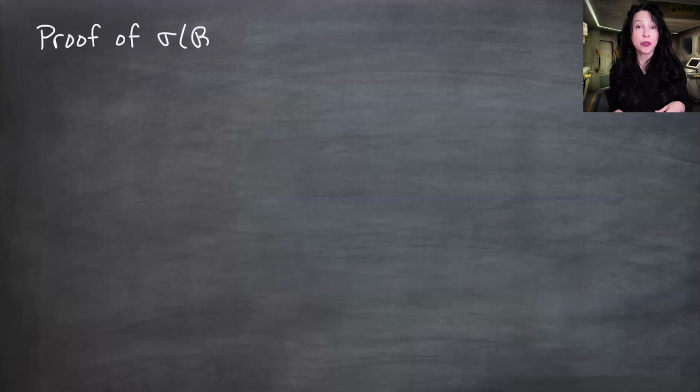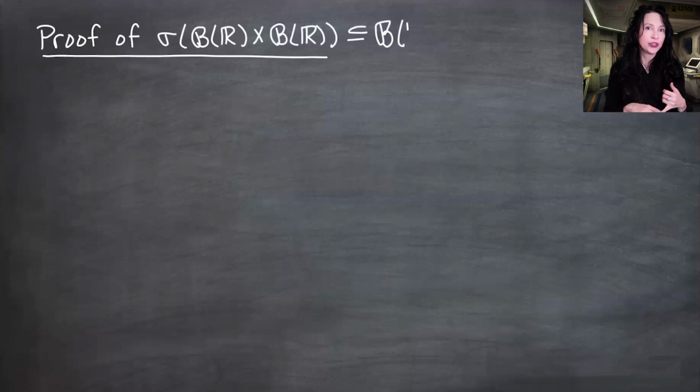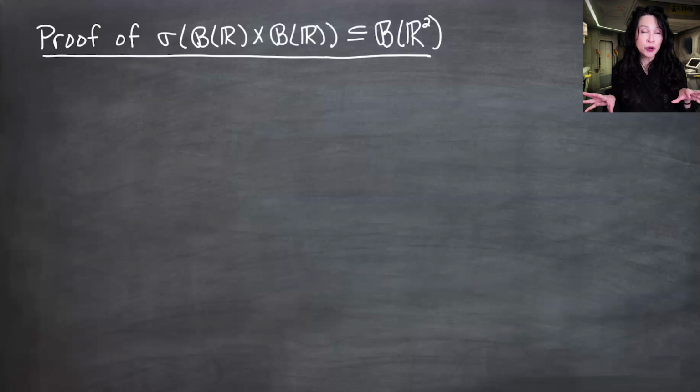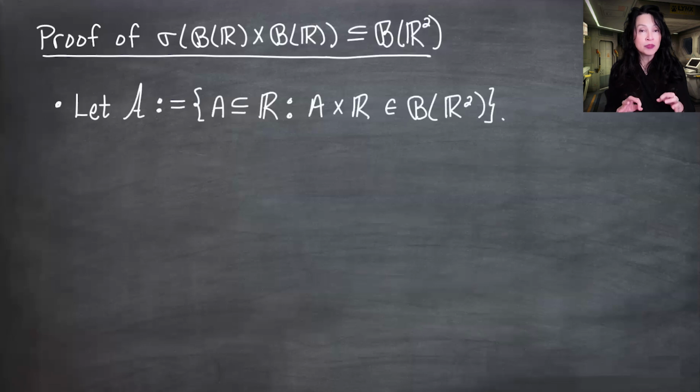Okay, so now I want to show the other direction. This one's a little bit more work. I want to show that the sigma field generated by the cross product of 2 collections of one-dimensional Borel sets is contained in the Borel sets on R2. I'm going to start off by defining a collection of sets, curly A, to be all subsets A of R, such that A crossed with the entire real line is in the Borel sets on R2.